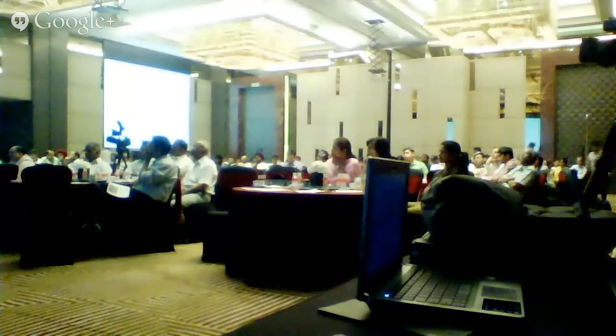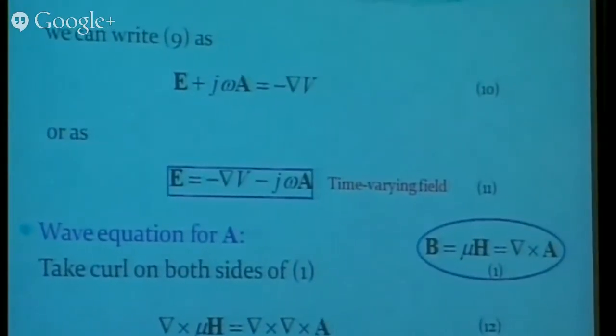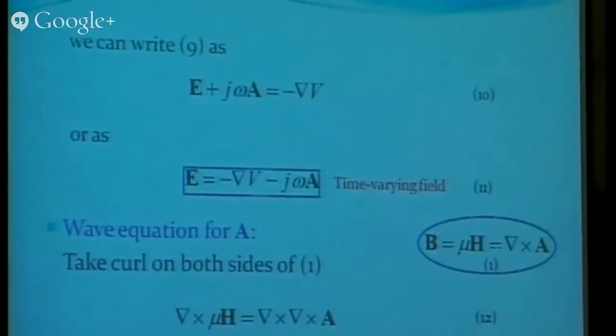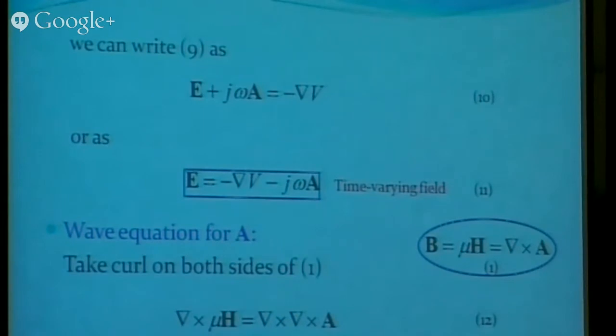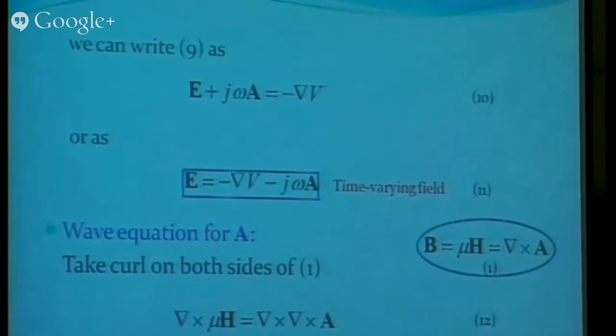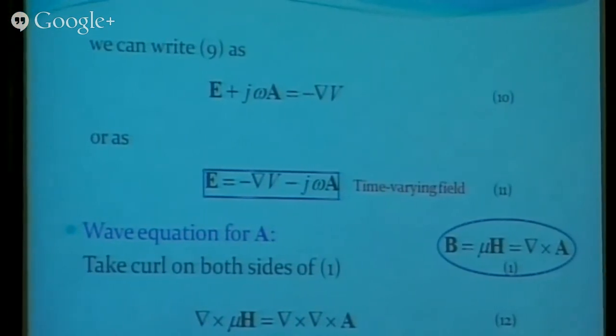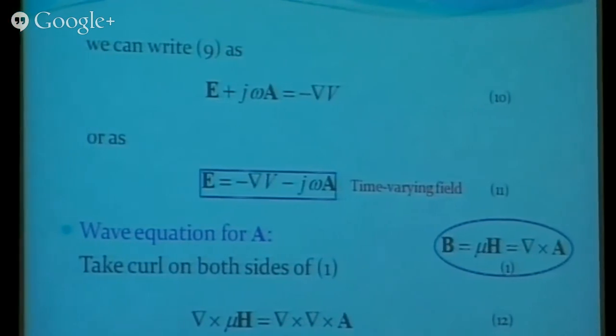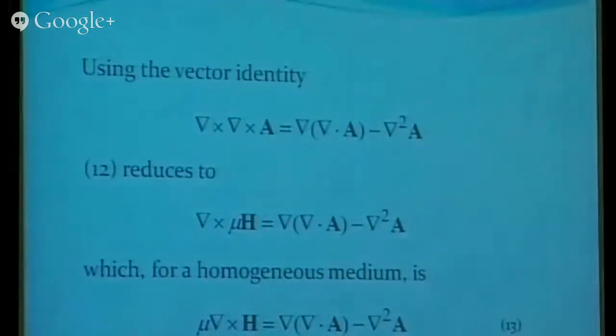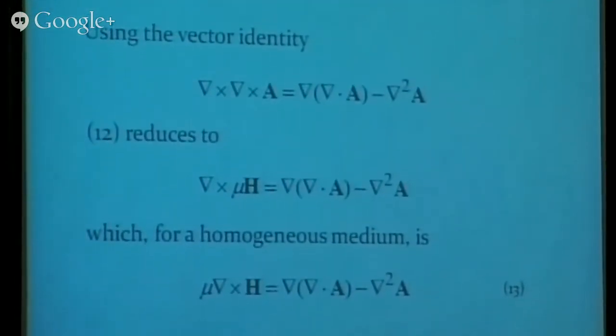Now, what is the wave equation? The wave equation is a second order differential equation. And it can also be very easily obtained. We just take the curl on either side of equation 1, which is this. And again, using the vector identity, it all reduces to this.